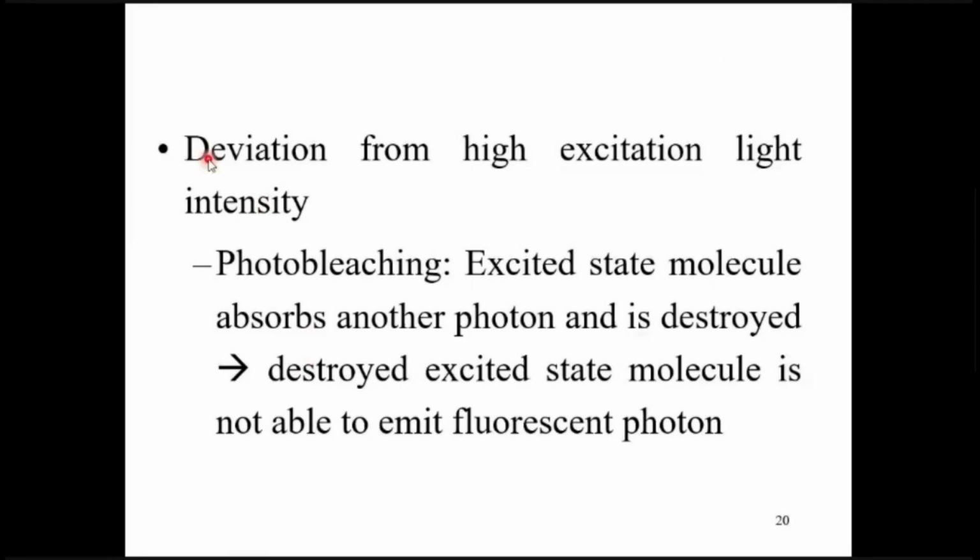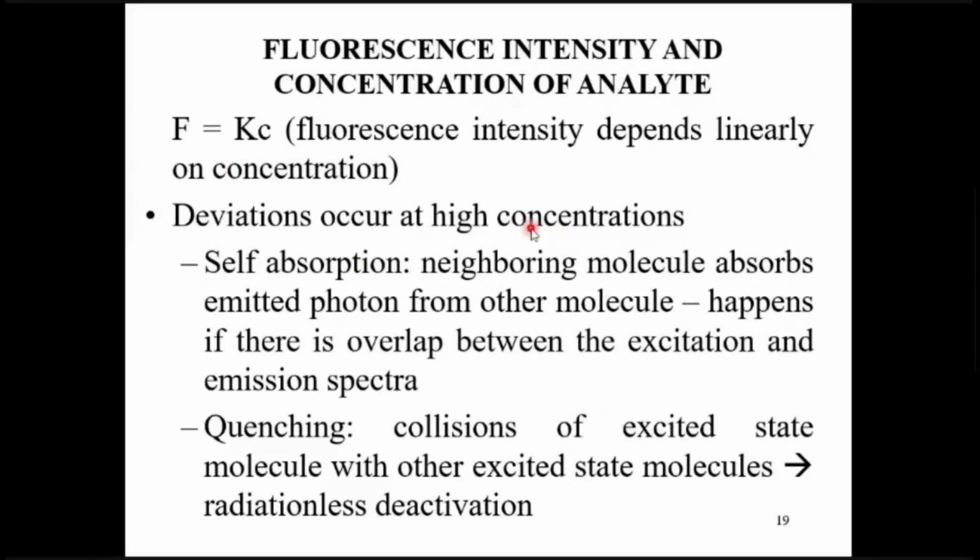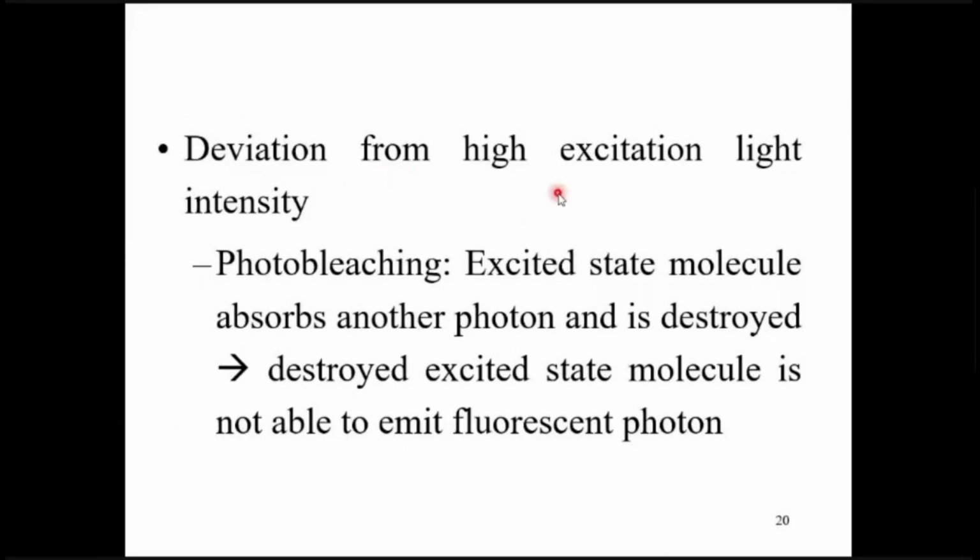Now, the first point was related to concentration. Next is deviation from high excitation light intensity. When we say high excitation light intensity, we simply mean that the electromagnetic radiation reaching the molecule in your analyte has very large intensity. When we say large intensity, we mean it has high energy associated with it. If we provide sufficiently high energy to the molecule, what will happen to the molecule? It will break down. So this is called photobleaching.